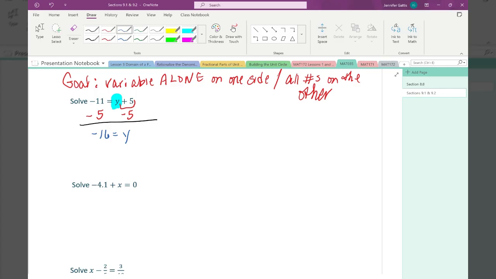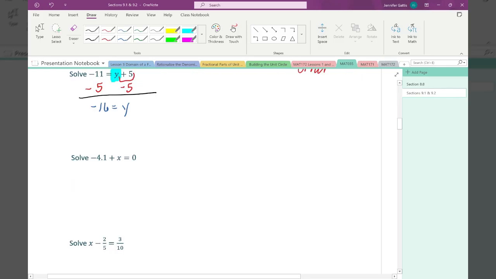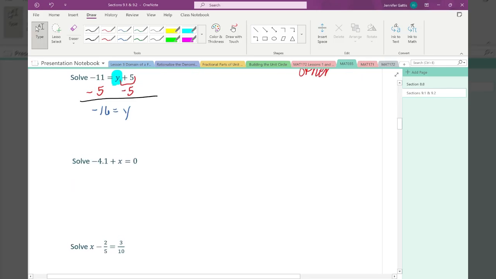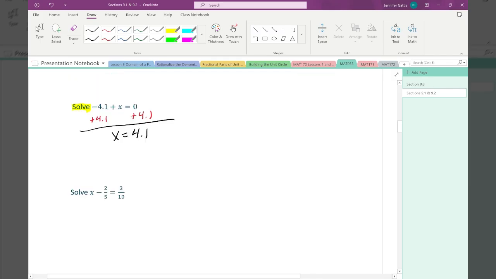So now that we have that one, okay, we have these as examples. I want you to take a minute and try to solve this one on your own. So the opposite of negative 4.1 is positive 4.1. Which now gives us x is equal to 4.1. Awesome.